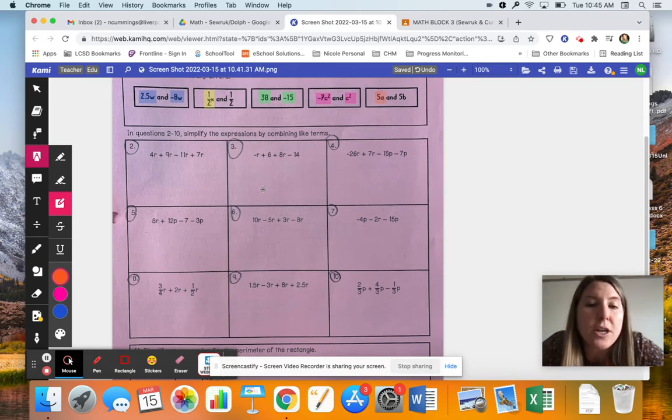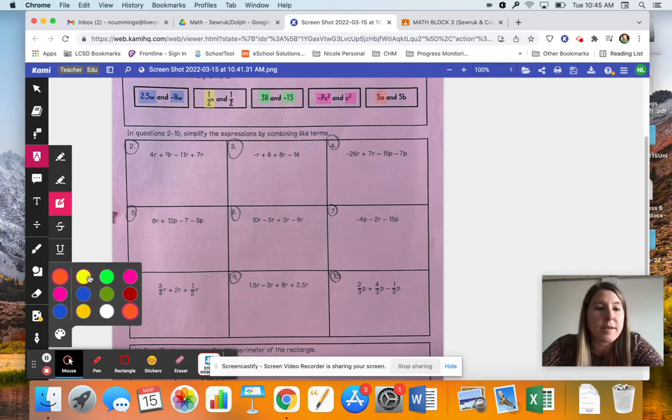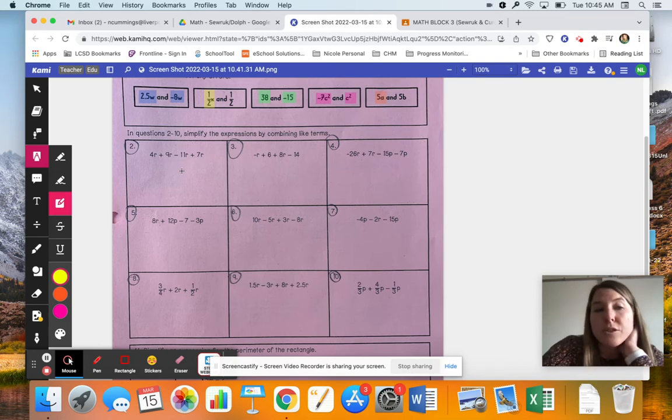So I'm going to start to help you. I'll do the first 3 with you, and then you need to try the last 6 on your own. So in this, I see that I have a lot of R's. I'm going to use my highlighter tool. I'm going to pick yellow. I have 4R plus 9R minus 11R and plus 7R. We're going to highlight the like terms. I notice that I have a 4R. Do I see any other R's? Yes. I have a positive 9R.